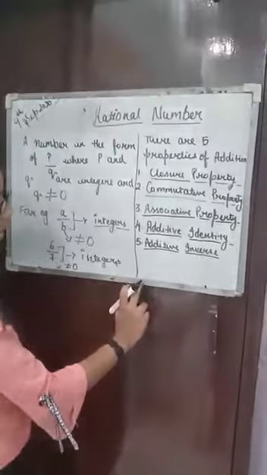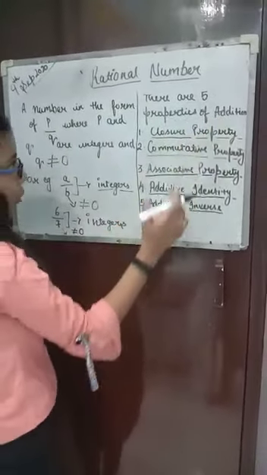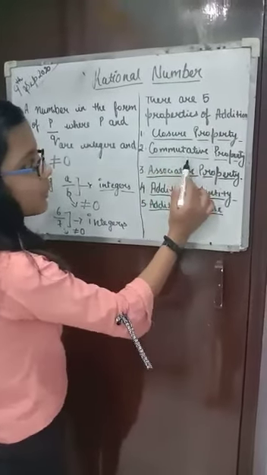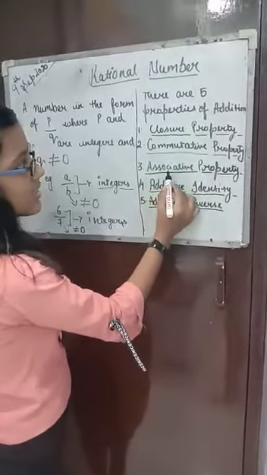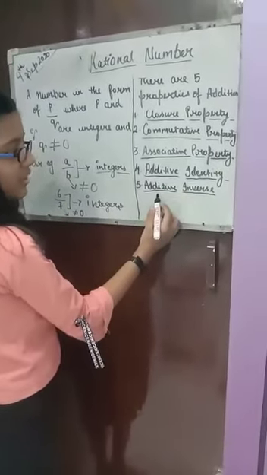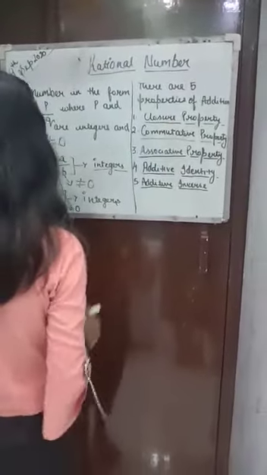The next topic which I am going to tell you is the properties of addition. There are 5 properties of addition. First, closure property. Second, commutative property. Third, associative property. Fourth, additive identity. And the fifth or the last one is additive inverse. Now let's begin with the first property.